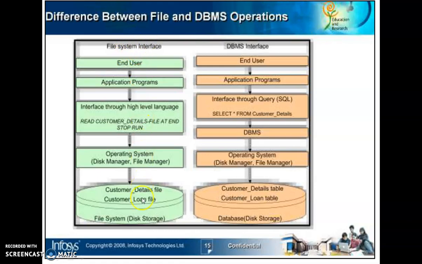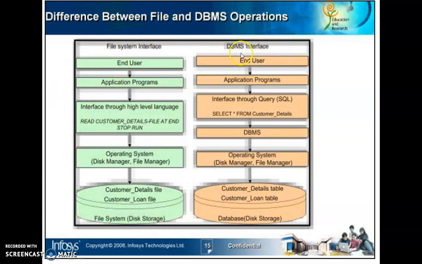So this is the file system interface and this is the DBMS interface. Suppose the end user wants to access the files that are stored in the disk. For each and every data they need to access, they have to write application programs. And with the help of a higher level language as an interface, for example C language, they can access the data, that is files, from the disk storage through the operating system. So this was the interface carried out in the file system.